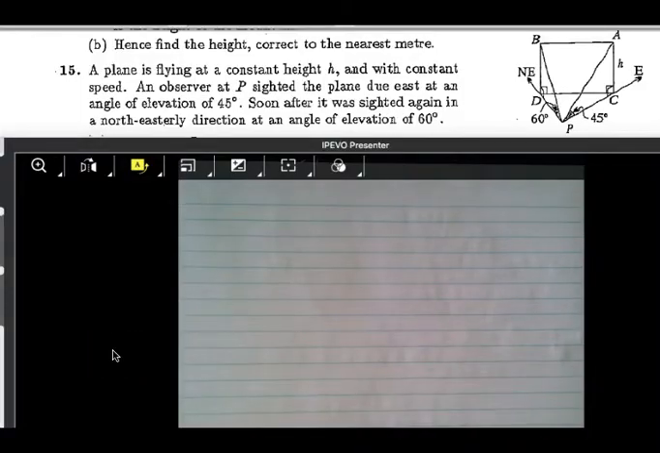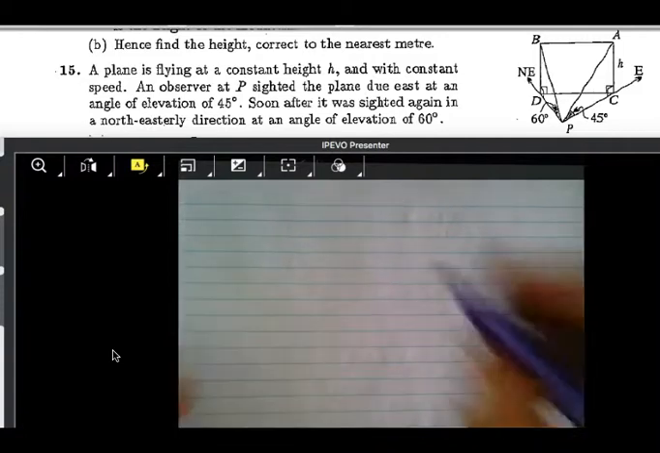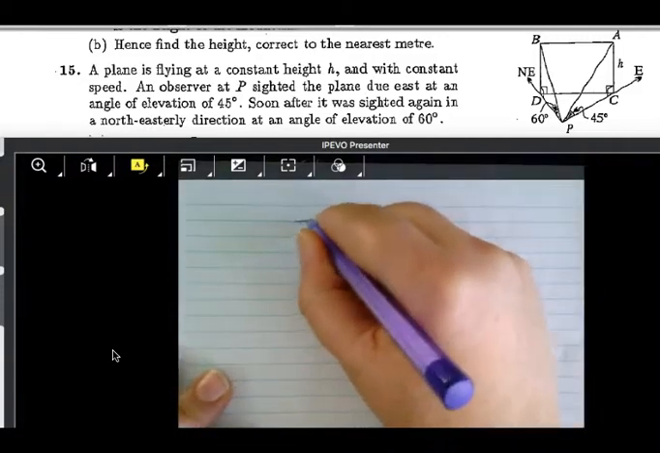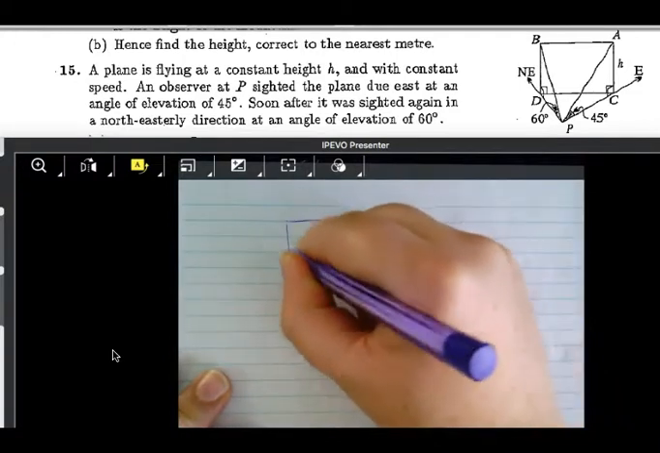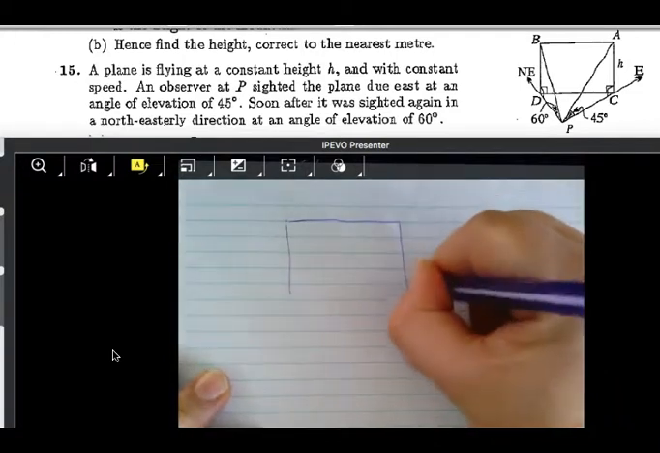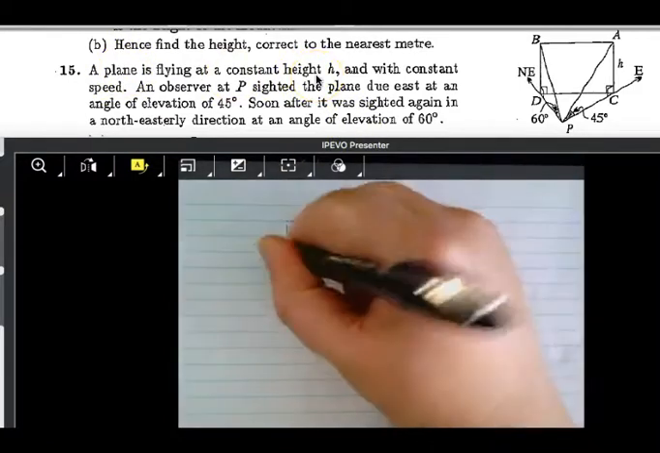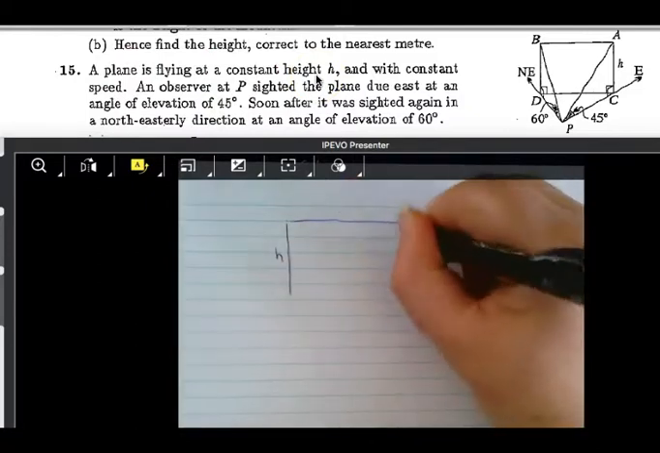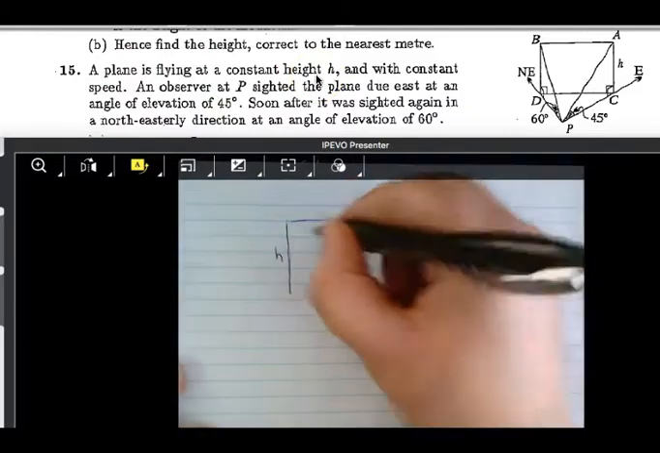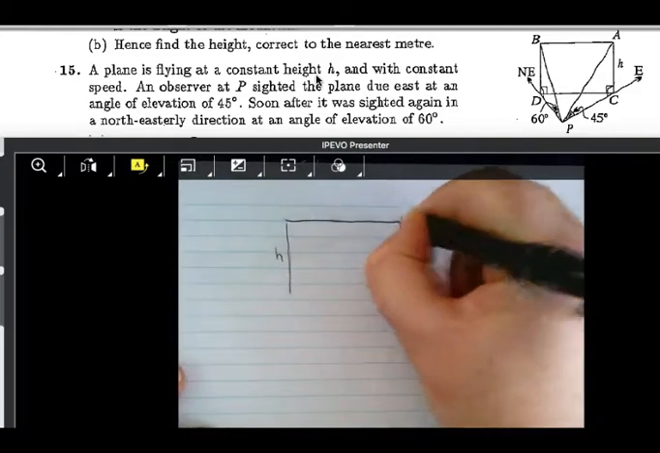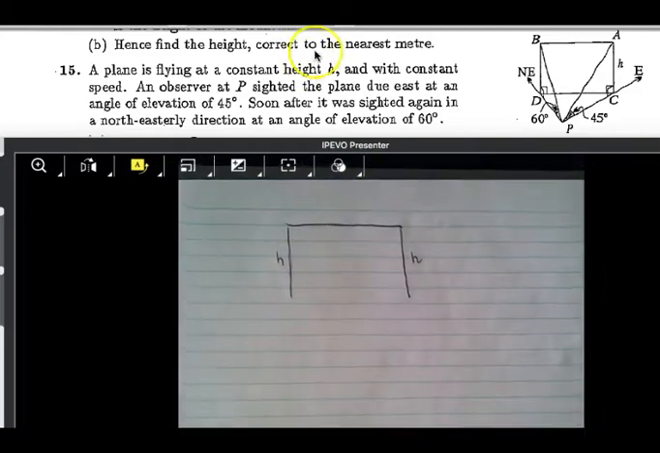Oh no, 2h. Question 15. A plane is flying at a constant height h. So remember, planes fly up in the sky. And the plane is at height h. Let's see where we start. A plane is flying at height h. So this is height h, so's that. That's the height. The plane is going either that way or this way. I'm not sure yet until we read the question.